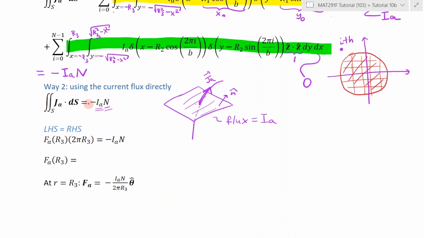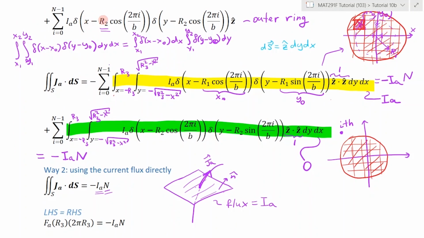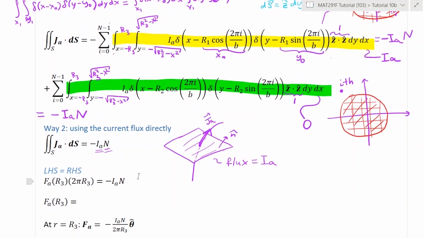But basically what I want to show you here is that you don't actually have to go through all these steps. You can just use physical intuition to get this flux. Just make sure you get the sign right and this n factor right, and you should be okay. All right. Next step is to equate the left-hand side and right-hand side of Stokes' theorem and solve for unknowns.